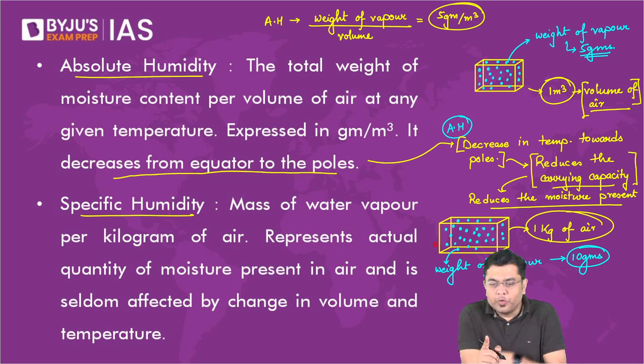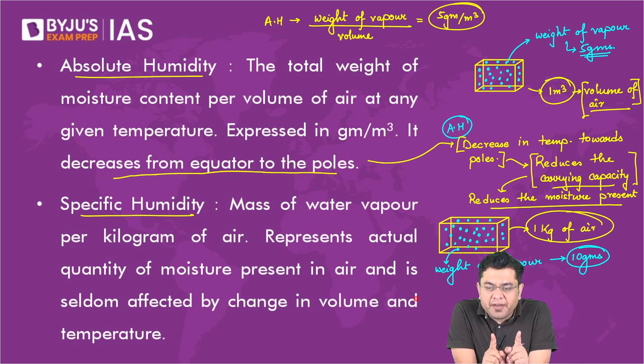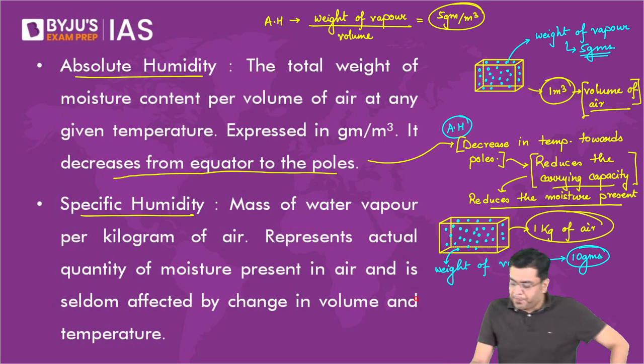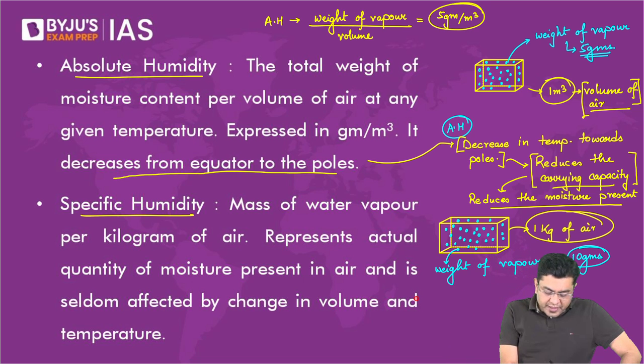Now, if I ask you, will this specific humidity have a unit or will it be unitless? What do you think? Good, Manikandan. Will this specific humidity indicate a unit or will it be unitless? Very good. It will be unitless. Why? Because both numerator and denominator are represented in the form of kg and grams. So that is why it is always going to be a unitless quantity.